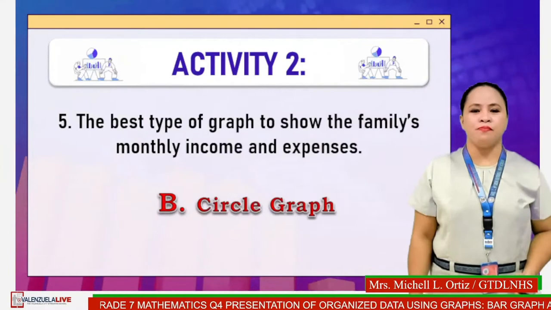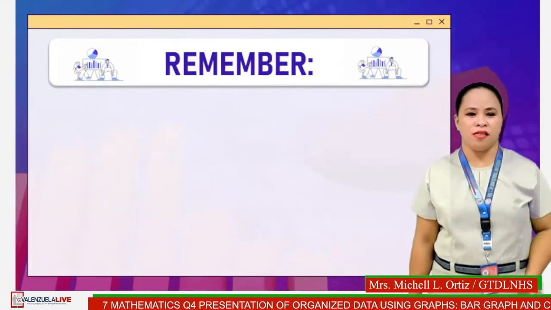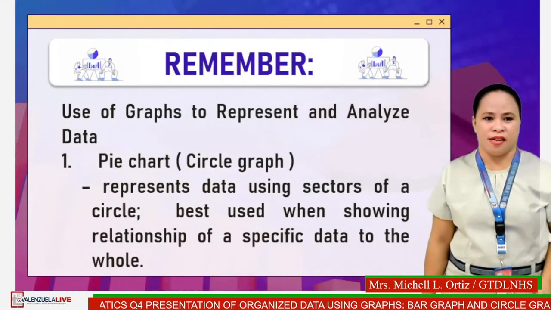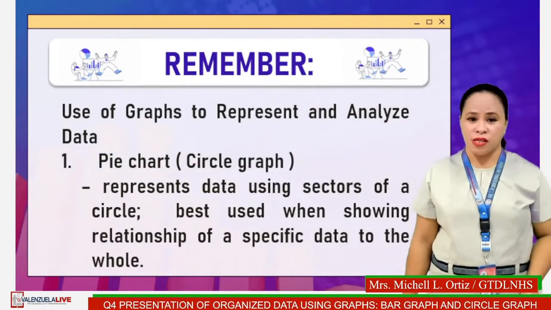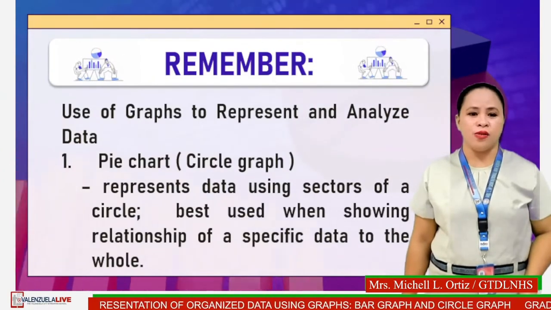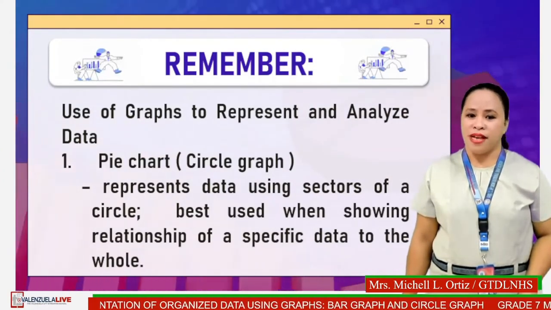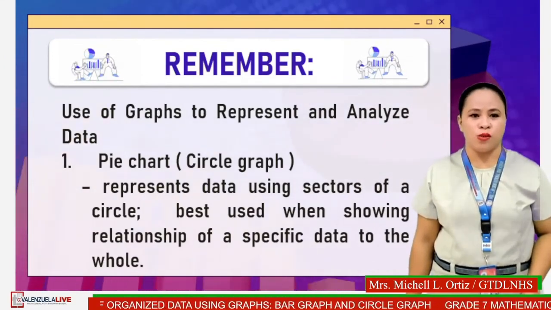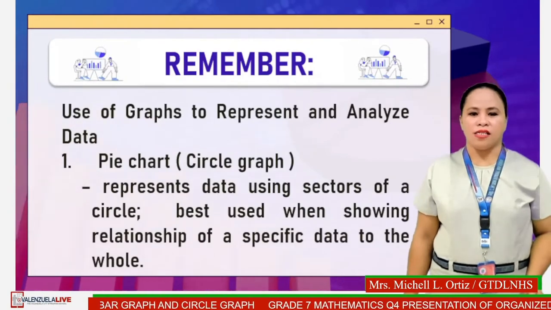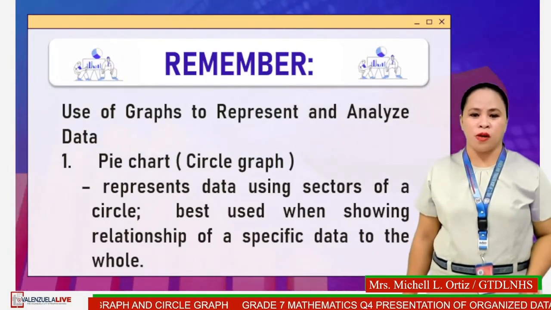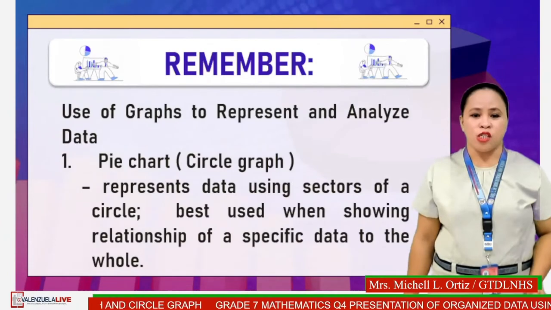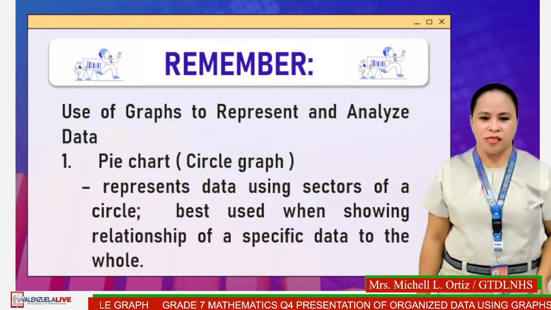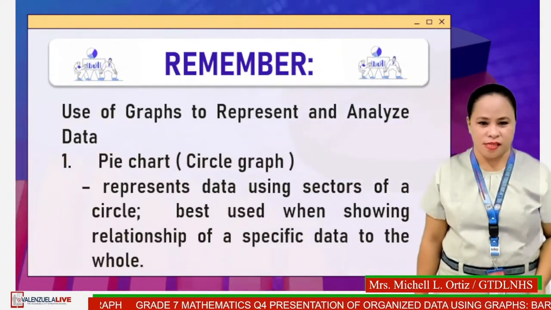To sum up the important points of our lesson today, use of graphs to represent and analyze data. Pie chart or circle graph represents data using sector of a circle. Best used, showing relationship of a specific data to a whole. A circle divided into sector proportional to the frequency shows how a part of something relates to the whole. Important to define what the whole represents.